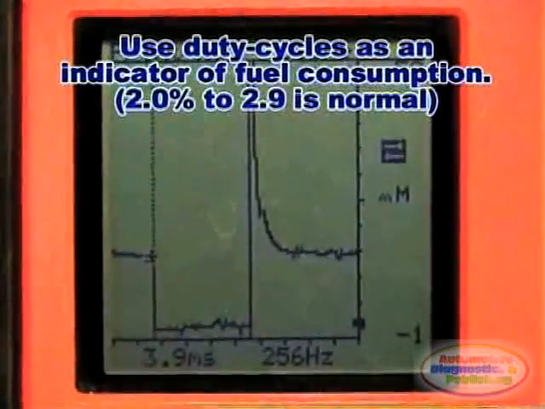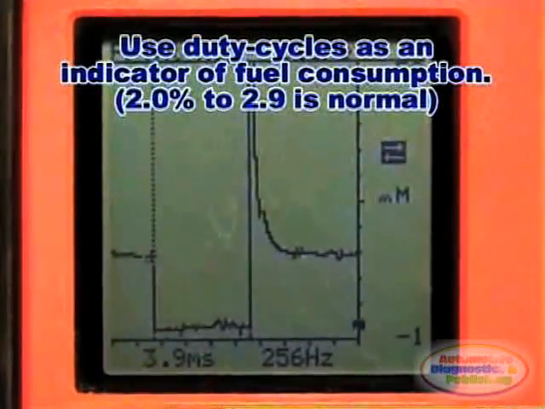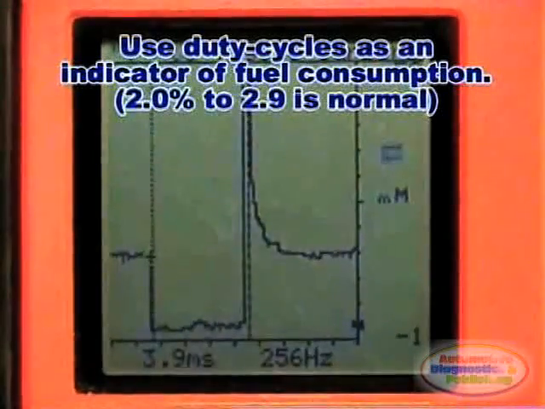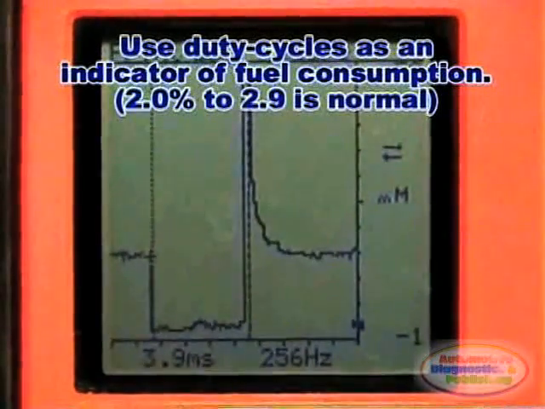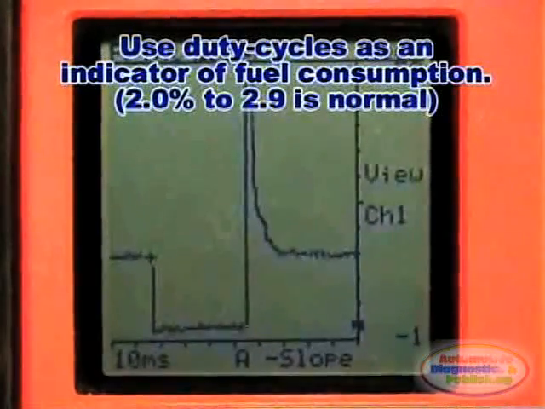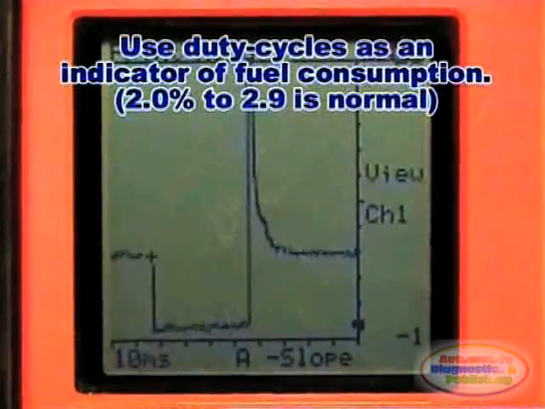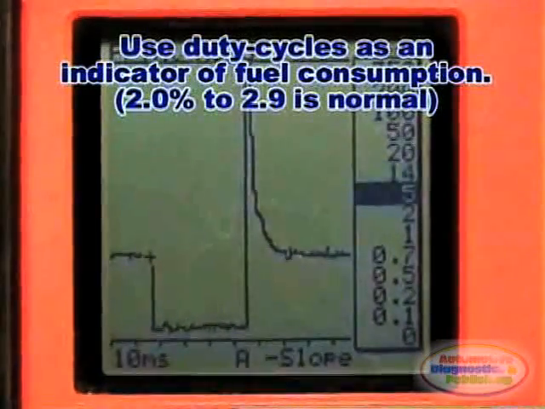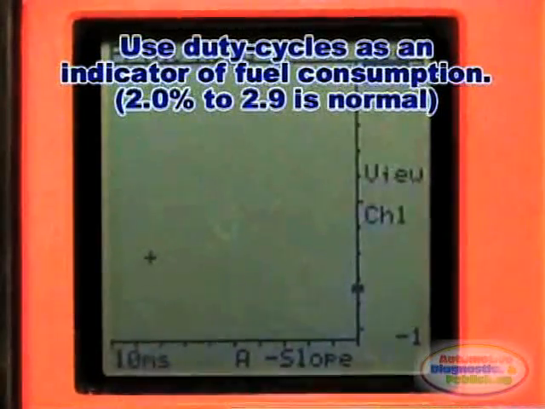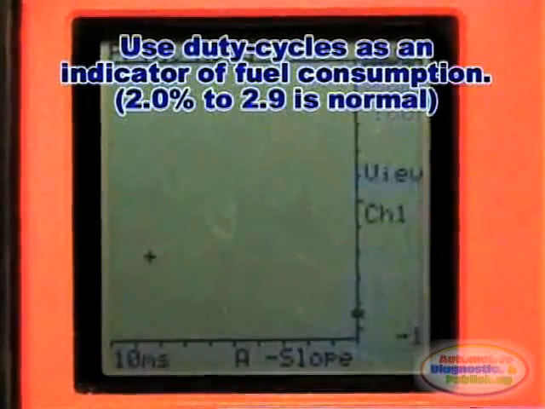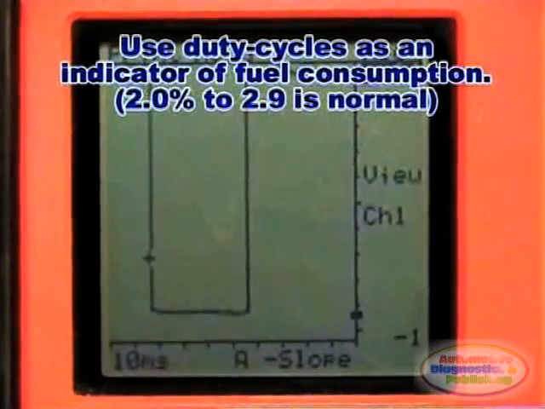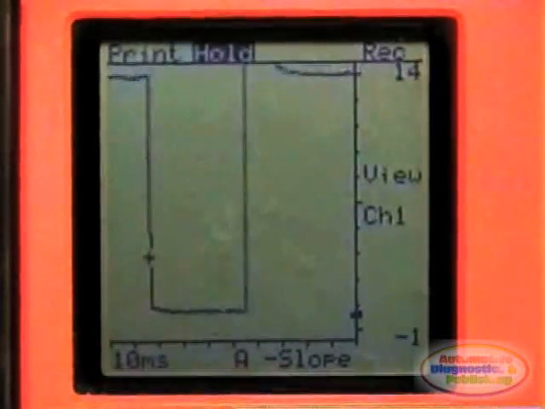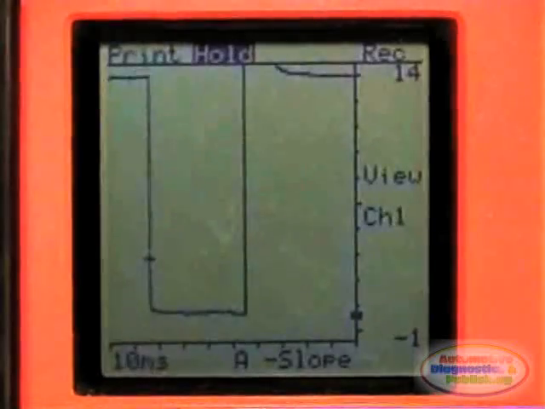You may be able to compare two separate banks on a V-type engine by comparing the two pulse widths of separate injectors on each bank. So if one bank is running richer than the other, you will know, because you have a reference point. But it is extremely difficult to use pulse width as a fuel indicator. Normal duty cycle percentage for an idling engine is between 2.2 and 2.9%. Anything higher than 2.9 indicates that the engine is running rich. And lower than 2% is an indication that the engine is running lean.